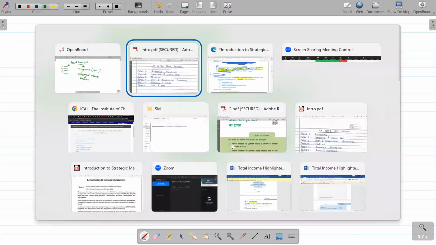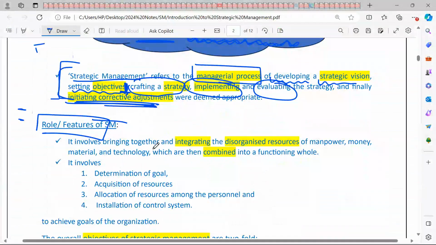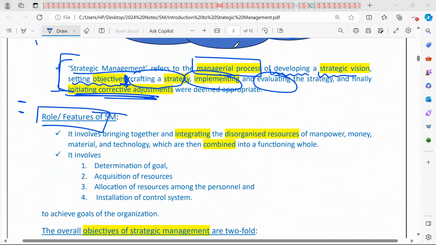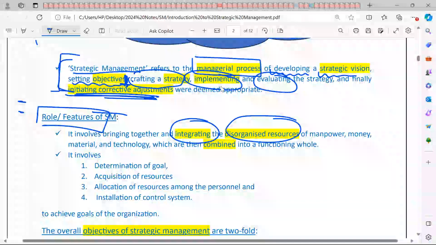Two things we have seen. Now we will study this from notes. Roles and features of strategic management means it involves bringing together and integrating disorganized resources. In our example, what were our resources? Books, study materials, and all the things. Now we go to the corporate world. What all do they need to organize? Manpower, money, material, and technology.